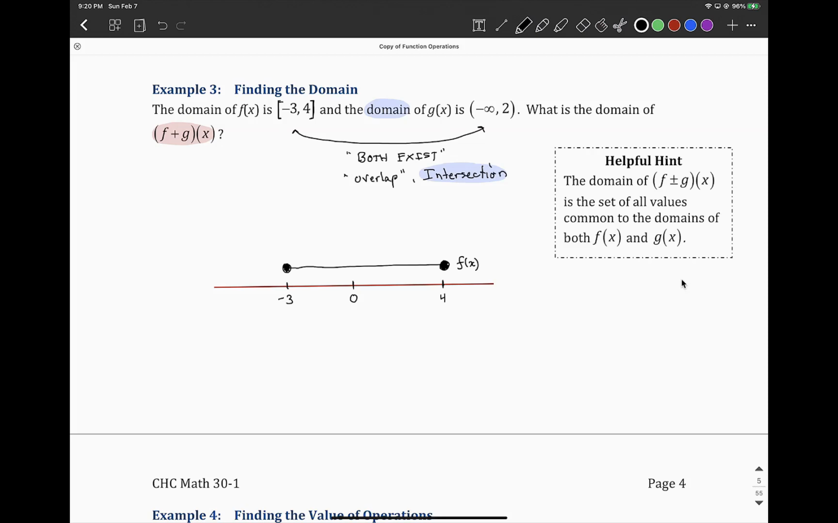And looking for g, g seems to have only round brackets, and it only goes up until 2, where I would draw an open, not included endpoint, and it appears to be pointing to the left forever. And there's my domain for g.